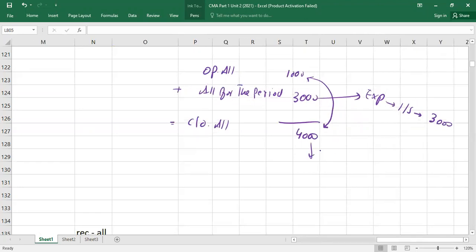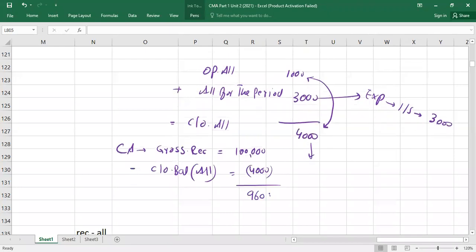And this value you will deduct from your balance sheet. Under the current asset category, you have to write gross receivables. I'm assuming these receivables are $100,000. From there, you have to deduct the closing balance of allowance, which is 4,000. Now the NRV of receivables is going to be 96,000. This is going to be your NRV.